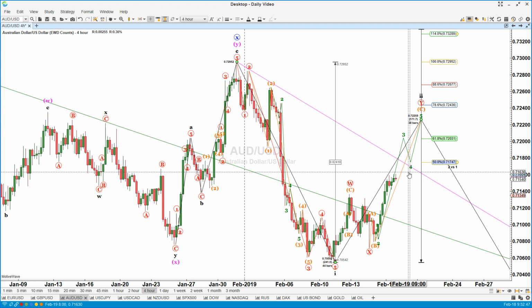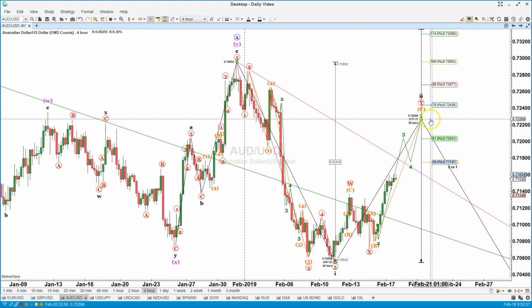But here we have the Aussie getting ready to cross the 71.65 area. We can buy it, and the target that I have is 72.20, because the wave 2 is likely to end in this area between the 61% and 78.6% Fibonacci retrace. So this is the area where I'm looking to take profits on my trade.